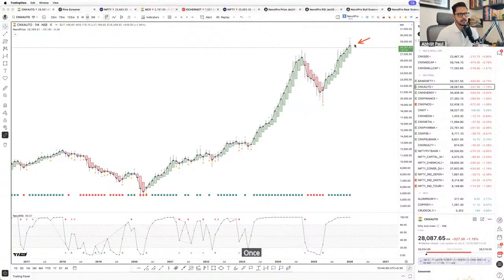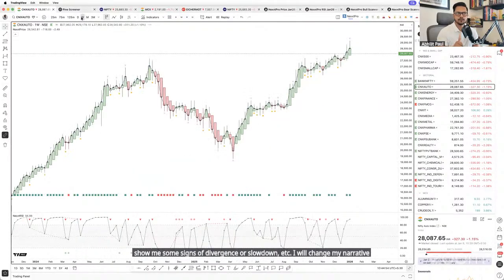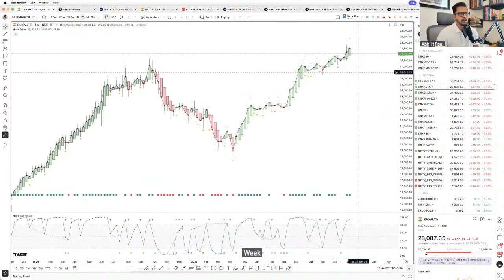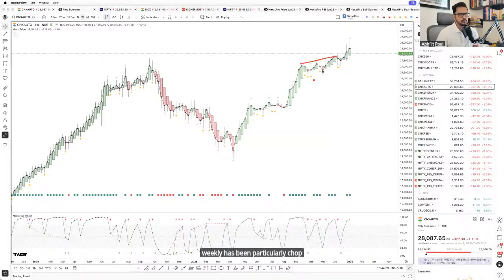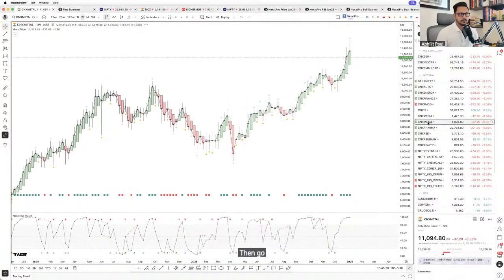Once this chart starts to show me some signs of divergence or slowdown, etc., I will change my narrative accordingly. Weekly has been particularly choppy, but has recently picked up. So auto is bullish. RRG is picking up. In RRG there is relative strength, momentum is picking up. Price chart is fine. Let's stay bullish. The only thing is when I come down to the top 10 stocks of CNX Auto, I need to be selective.